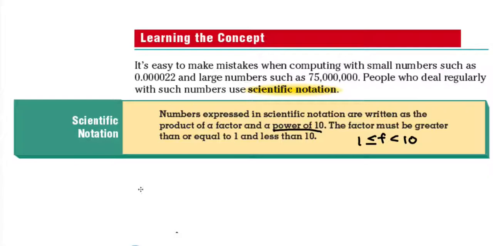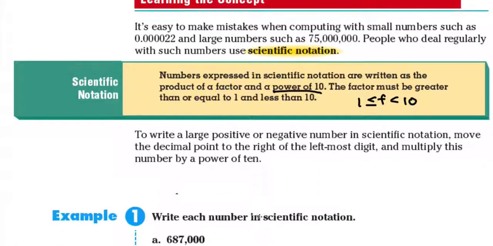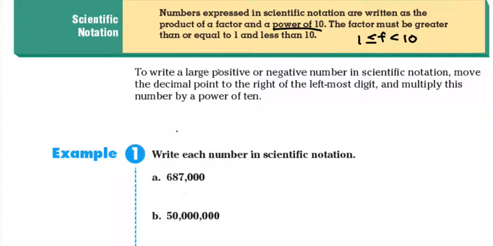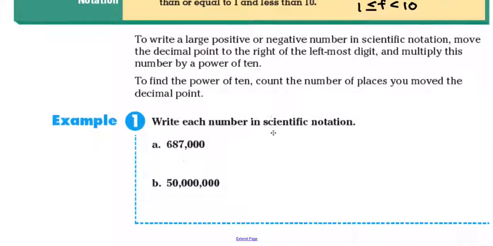So let's apply what we know in the definition. To write a large positive or negative number in scientific notation, move the decimal point to the right of the leftmost digit and multiply this by a power of 10. Again, to find the power of 10, count the number of places you move the decimal point. Let's see how this is applied.